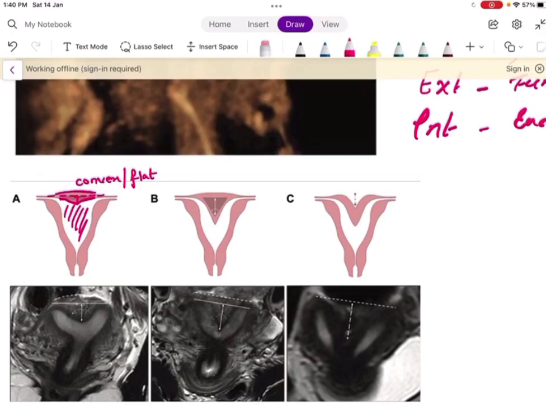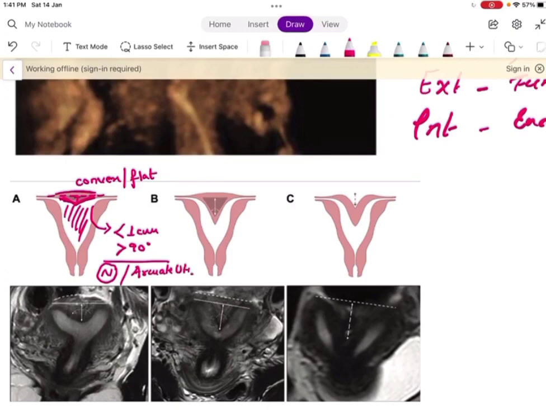There is internal indentation of the endometrial lining, and here in this case it is less than 1 centimeter. And this angle is greater than 90 degrees. This is absolutely normal, or it can be found in arcuate uterus.